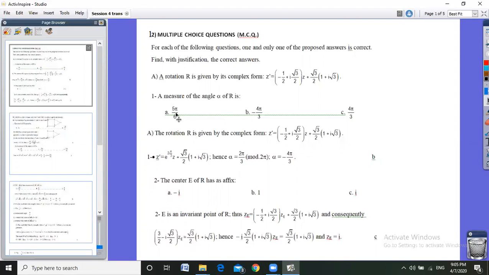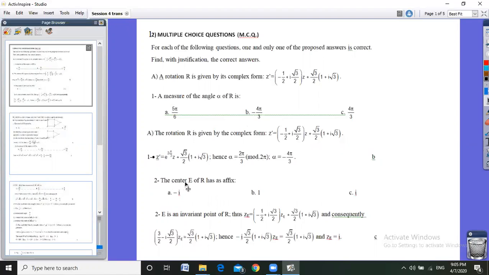We look at the answers: 2 pi over 3, 2 pi over 3, but this angle is not in the proposed range. So we can subtract multiples of 2 pi. Let's subtract 2 pi. We get alpha equals minus 4 pi over 3. So the correct answer is B.